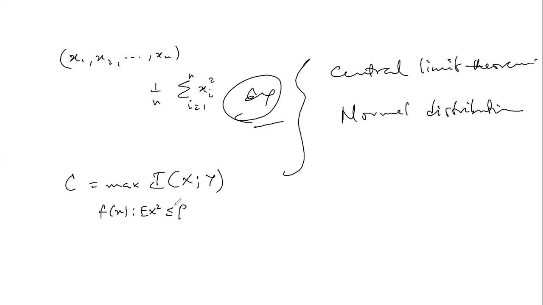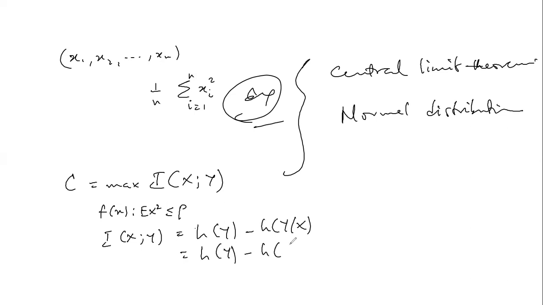But the mutual information is also given by the chain rule to be the differential entropy h of y minus h of y given x. It's also the same as h of y minus h of x plus z given x, which is the same as h of y minus h of z given x. Then this is going to give us h of y minus h of z.